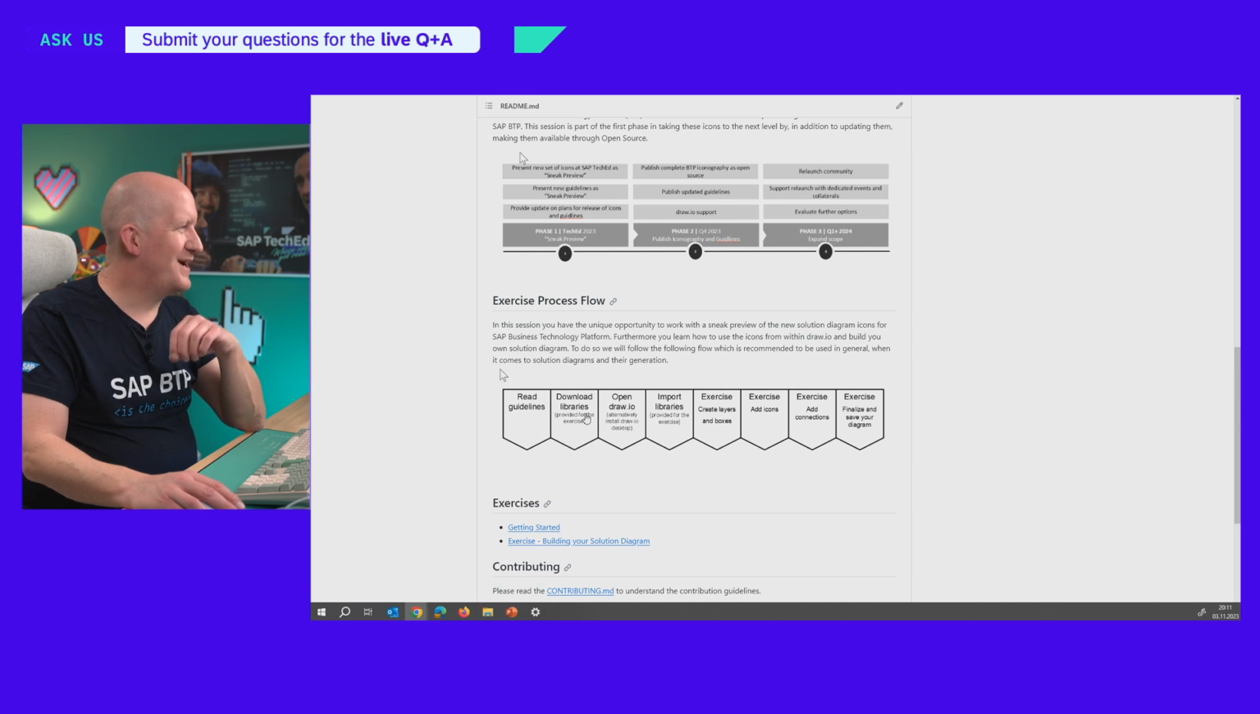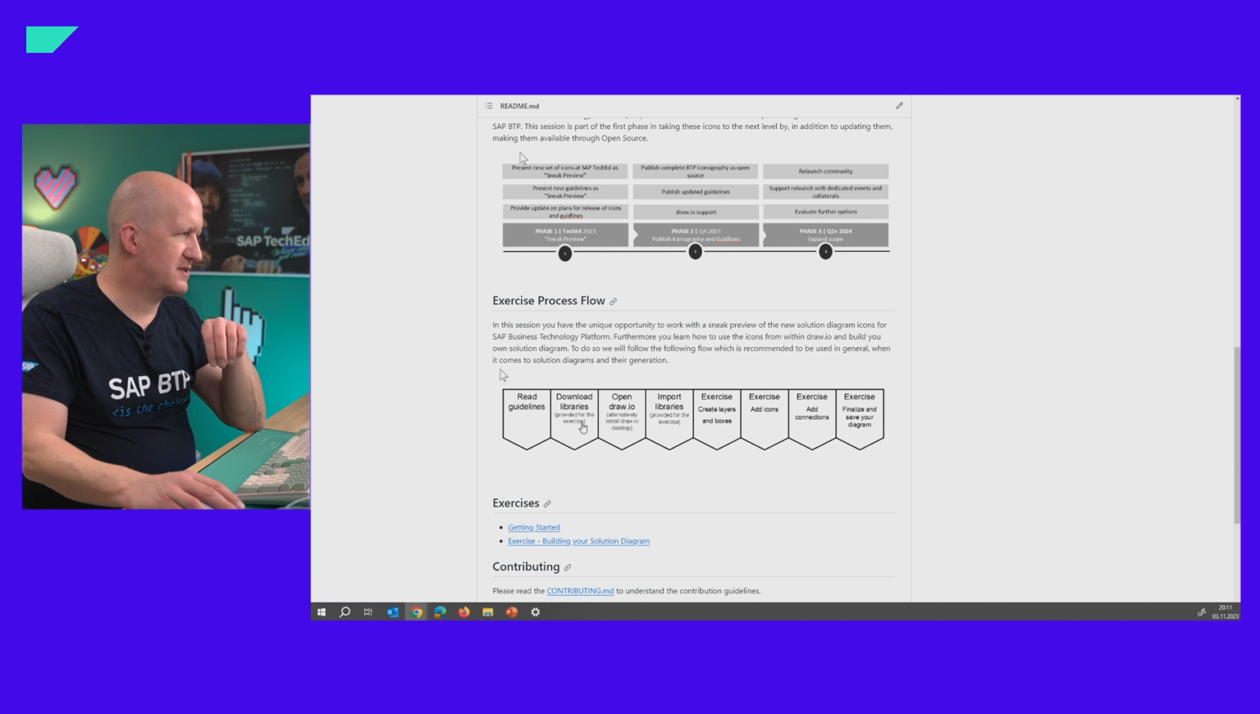But if we look at it, how do we build a solution diagram? The first thing that you should do, at least when it comes to SAP solution diagrams for the Business Technology Platform, read the guidelines. That's the first thing that you should do. Read the guidelines, ideally understand the guidelines, and then you have libraries that we provided through the exercise. So there are specific files that you will find in the GitHub that you can use.